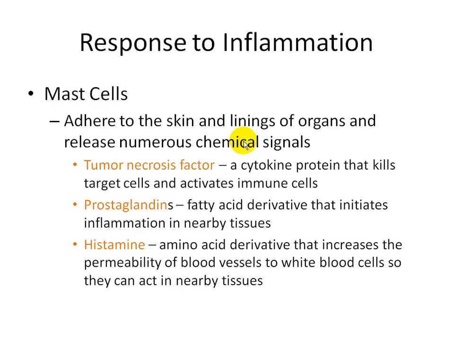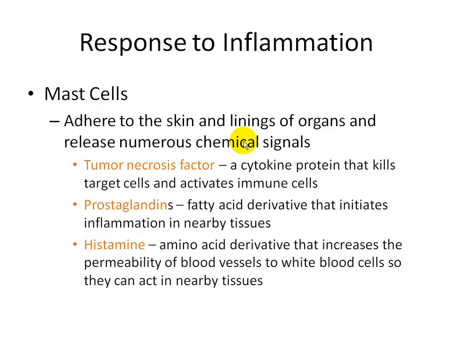Response to inflammation: the cells that do this are called mast cells, and what they do is they adhere to the skin and the linings of the organs, and they release all these chemical signals. There are three major chemical signals that mast cells release. First one is tumor necrosis factor. This is a cytokine protein that will kill target cells and activate immune cells to do their job.